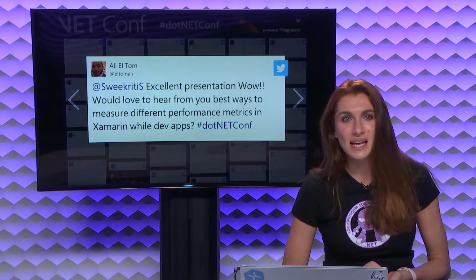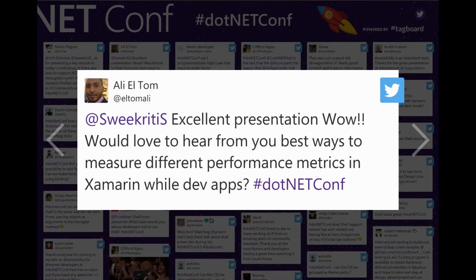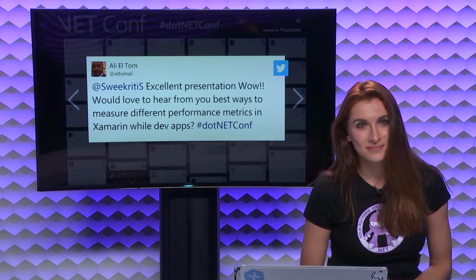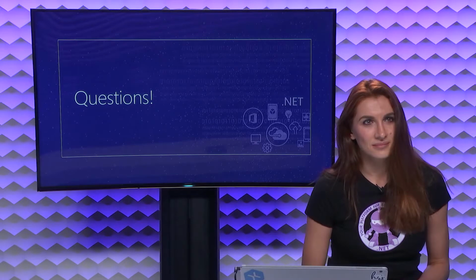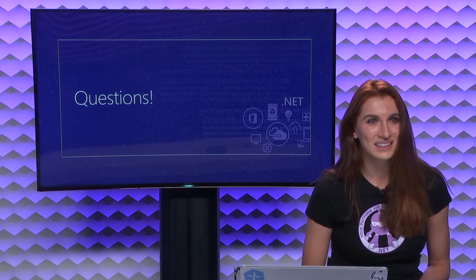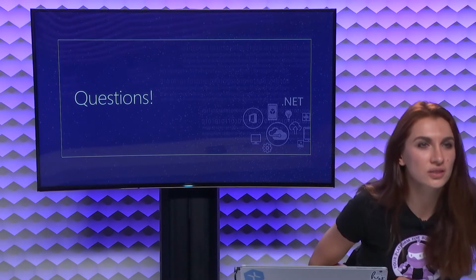So the first one is from Ali. Well, first Ali says, excellent presentation, wow. And I agree with him, wow. And he would like to hear your best ways to measure different performance metrics in Xamarin while developing applications. So while developing, it's hard to keep track of what your performance is doing. If you are talking about your own developer loop, Maddie's presentation, productivity tools, just use all of them. But for your app itself, a good practice would be, once you feel like you have an MVP version of your app ready, profile. That would be my tip.